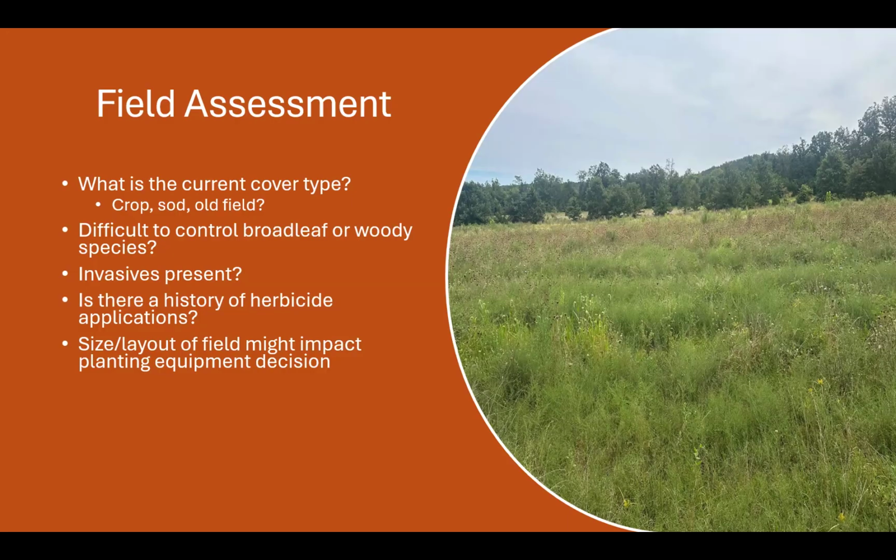Row crop sites generally require fewer site prep and herbicide applications than herbaceous cover sites. For your herbaceous cover sites, you want to ask yourself, is it primarily grass or a mix of grass and broadleaf species? Are the grasses warm or cool season? Are they a mix of both? Could there be desirable existing warm season grasses that might be suitable for more of an interseeding situation than a full conversion? I also want to make sure that there aren't any invasive species present.